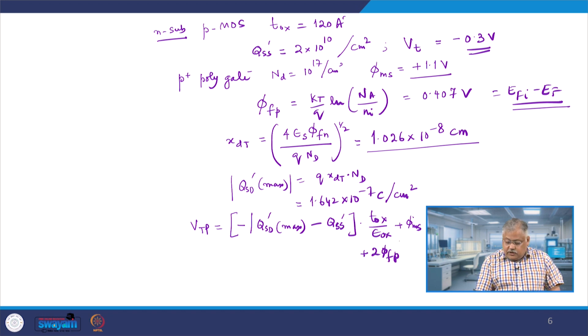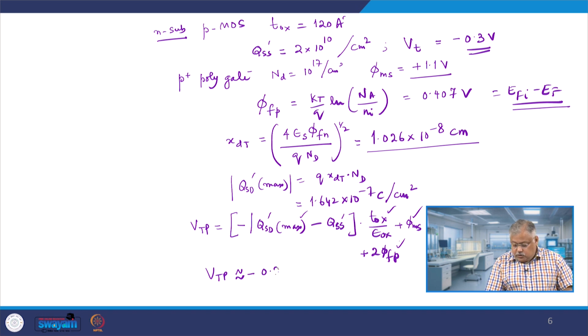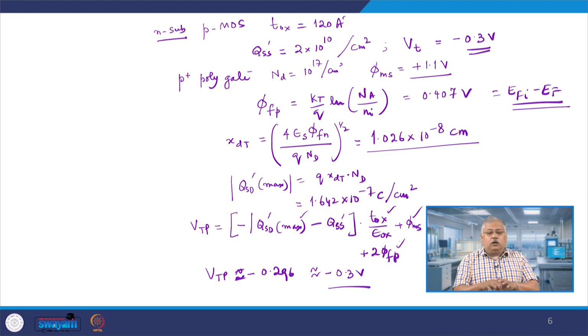If you put all these values that have been calculated, I will get VTP to be approximately equal to minus 0.296, which can be approximated as minus 0.3 volts. So, what I have shown you in this small numerical is how you can design a specific threshold voltage device from the input values. As far as phi ms and nd are concerned, they will be given to you by the designer. So, you need to find out the value of VTP in this manner.